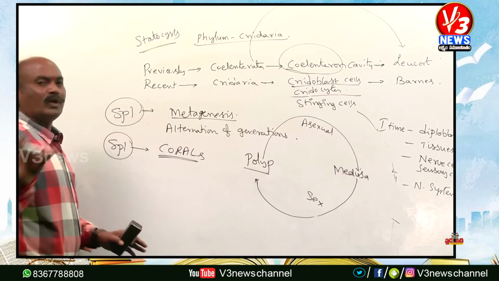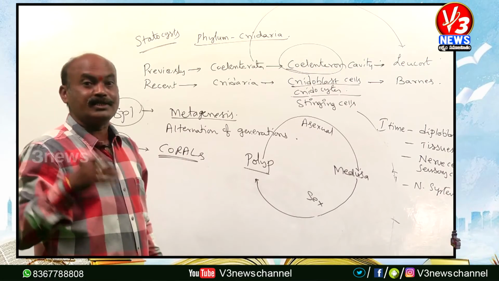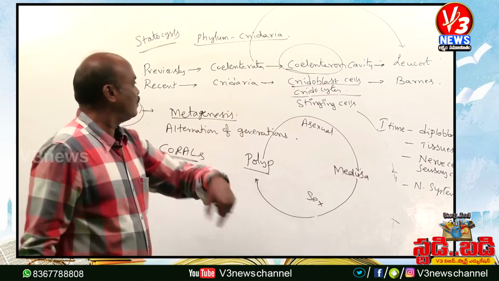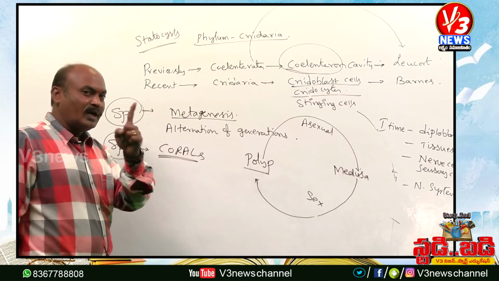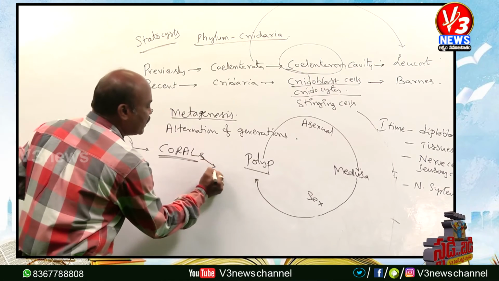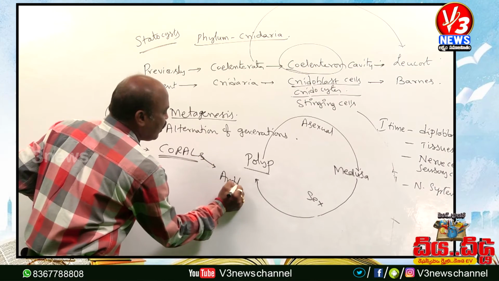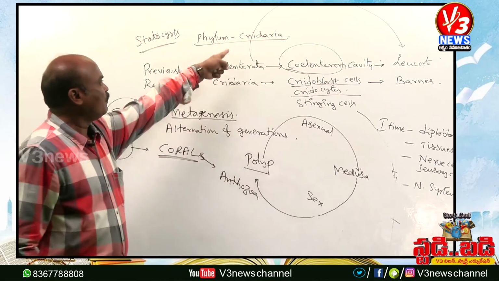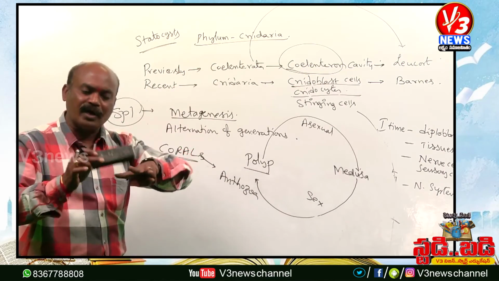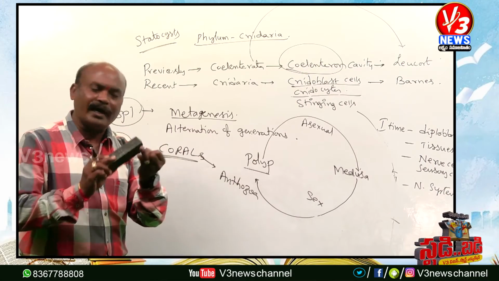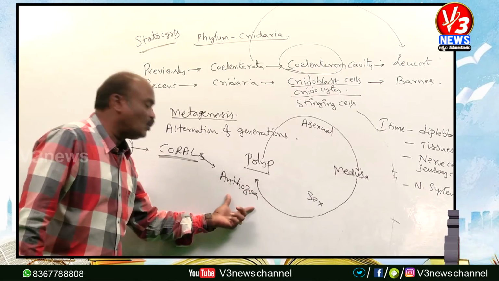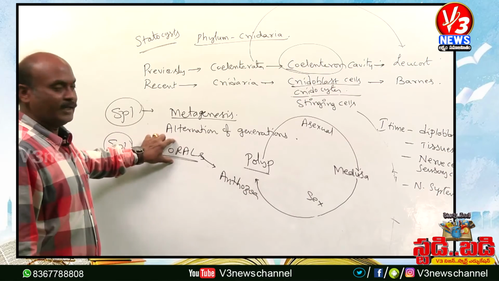What is meant by coral? What are the coral animals? Coral, simple thing. Not all the Cnidarians form the corals. Only the members of the class Anthozoa. The phylum Cnidaria was classified into 3 classes: Hydrozoa, Scyphozoa, Anthozoa. The Anthozoans form corals, right?